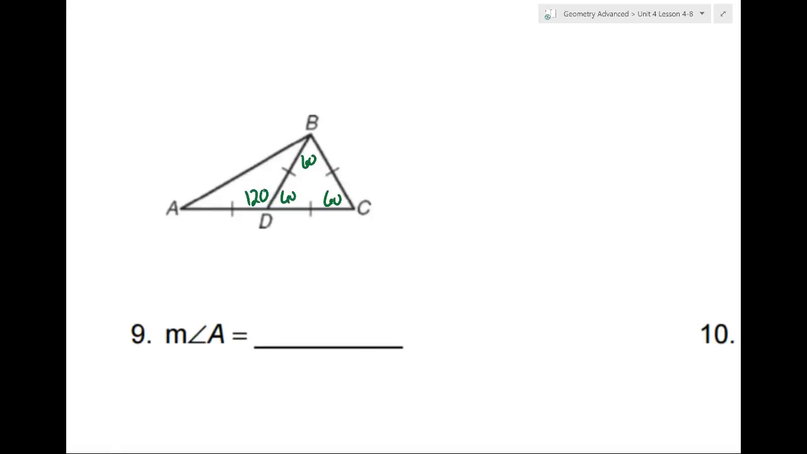So if I'm looking for the measure of angle A, I know it's the base angles of this isosceles triangle. Could I basically go 2x plus 120 is equal to 180? I'm just using the fact that two angles measure the same. So I get 2x is equal to 60, x is equal to 30 degrees. And since I defined my angle A as x, I got a 30-degree angle. Does that make sense? Okay, good.